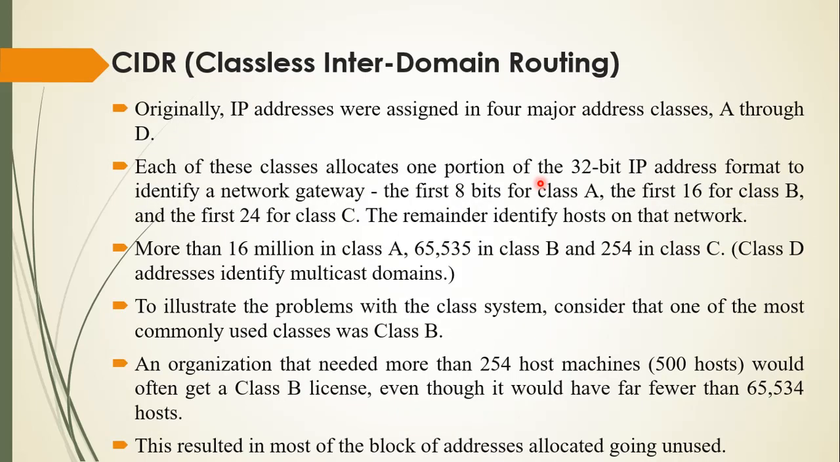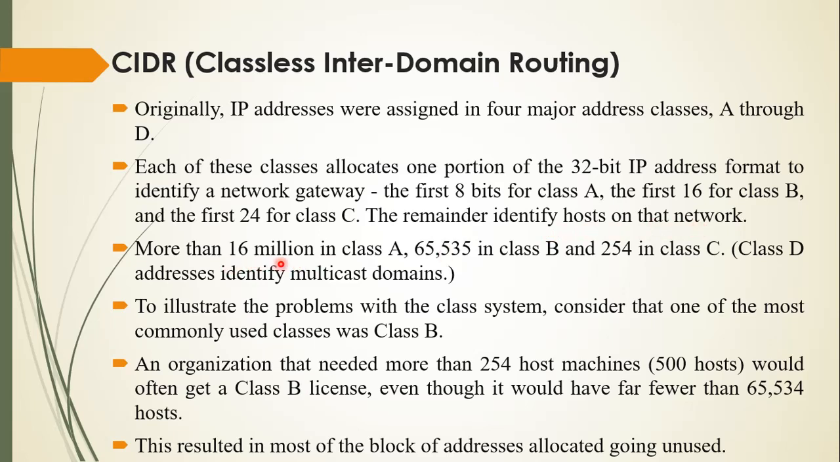Now next is CIDR, classless interdomain routing. Originally IP addresses were assigned in 4 major address classes, A to D, that I have explained in the earlier lectures. The IP addresses are divided into classes: class A, class B, class C and class D. Each of these classes allocates one portion of the 32-bit IP address format to identify a network gateway. The first 8 bits for class A, the first 16 for class B and the first 24 for class C. The remainder identifies the host on the network. So they are divided into net ID and host ID, that I have already explained.